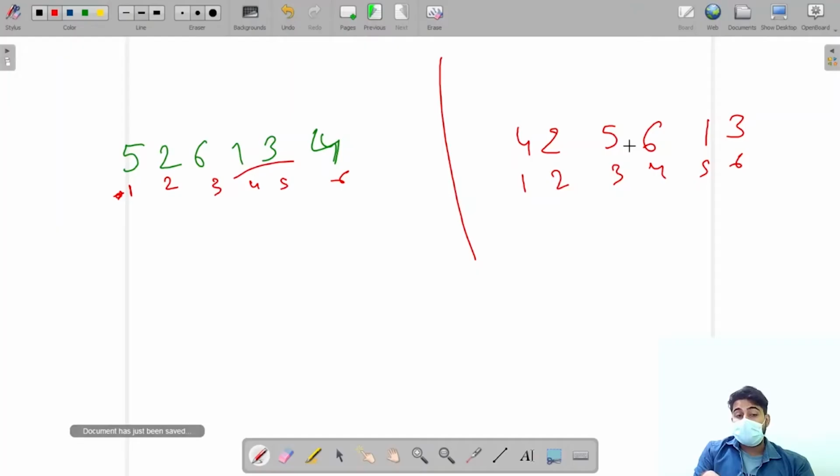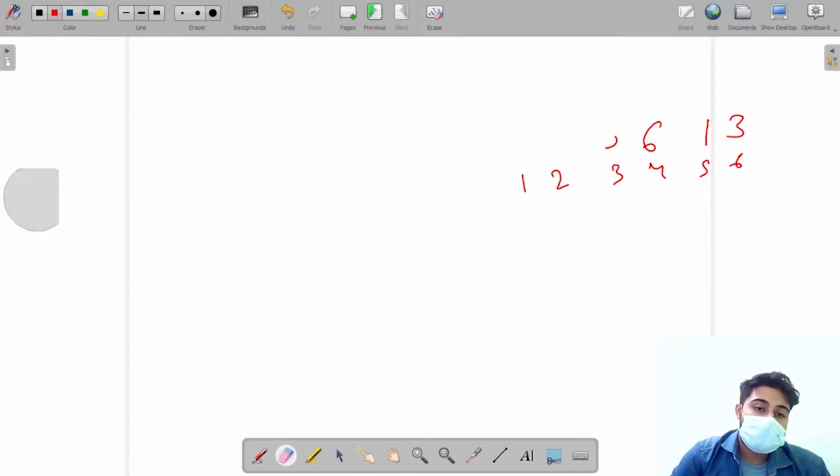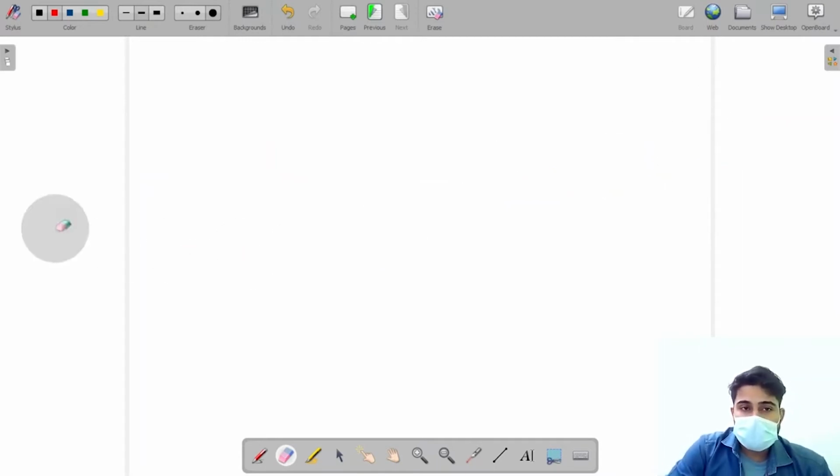I hope you got the question. Here we need to find the inverse of this number, and the inverse of this number is nothing but the interchange of the face value and the index value. So pause this video right now and try to solve it by yourself, and then we discuss its solution approach. I hope you had tried it by yourself. So let's try to understand it.